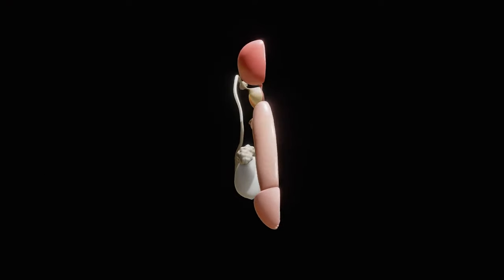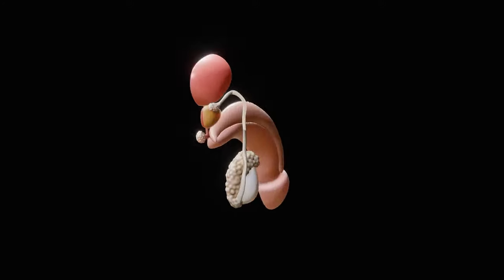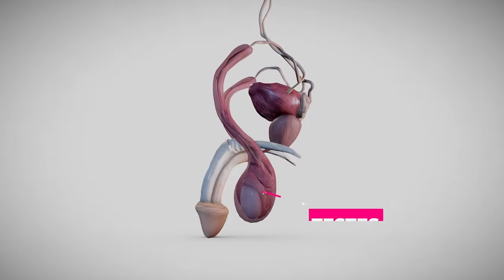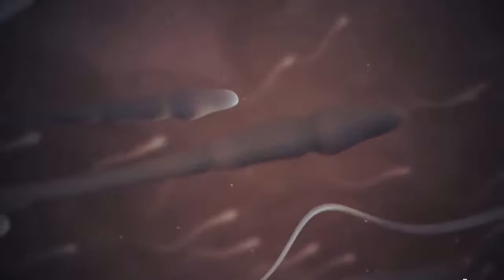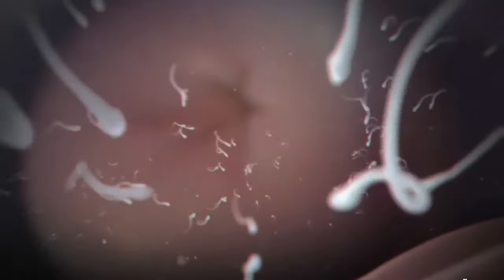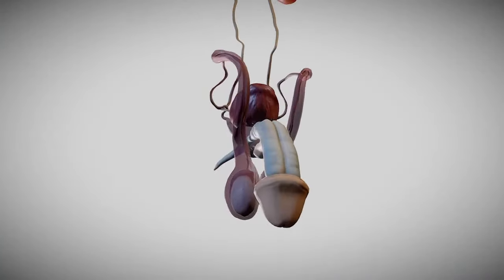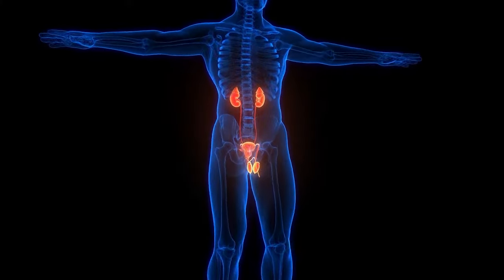Male genital system. The male genital system consists of the internal and external organs responsible for reproduction and urinary functions. This includes organs like the testes, prostate, and penis, all working in tandem to produce, store, and transport sperm, as well as to produce male sex hormones. These organs also ensure the safe passage of sperm during ejaculation and play a key role in the urinary system.